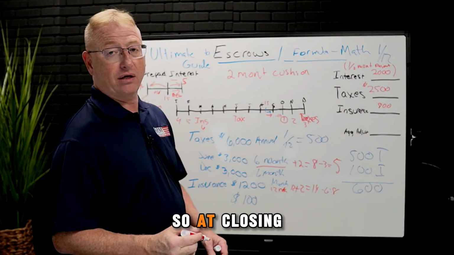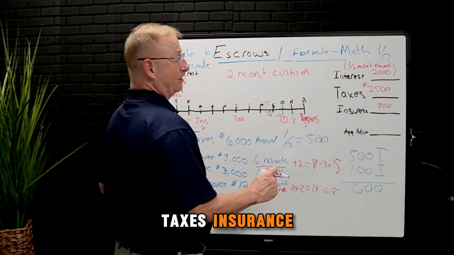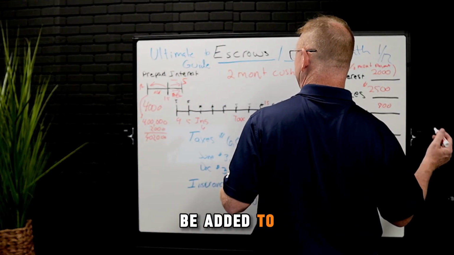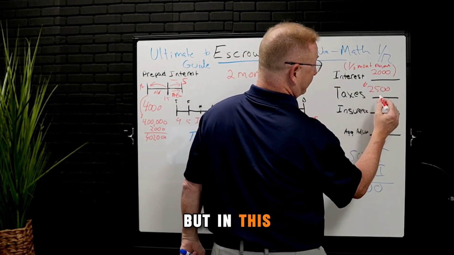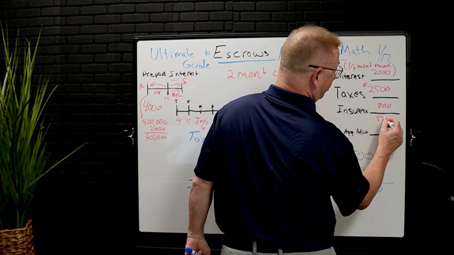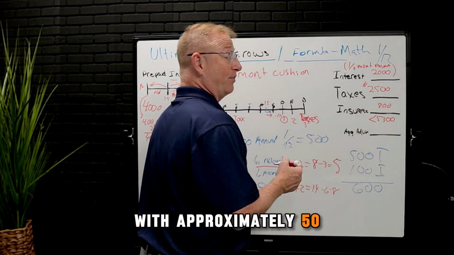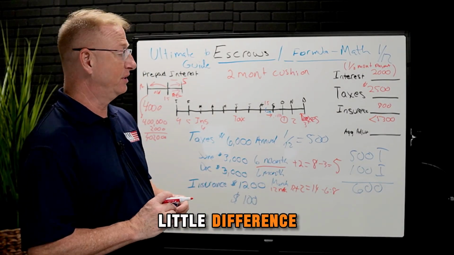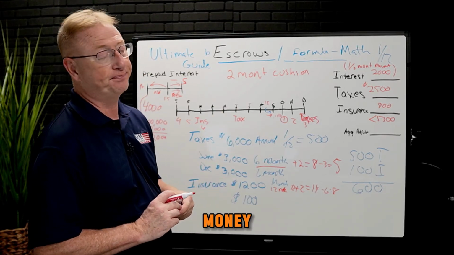So at closing, your prepaid interest, taxes, and insurance would be added to the closing cost, and your prepaids are your total obligation. But in this particular situation, you would start up the escrow account with approximately $5,300. Now, there's one little difference. The government wants to make sure the lenders don't collect too much money.